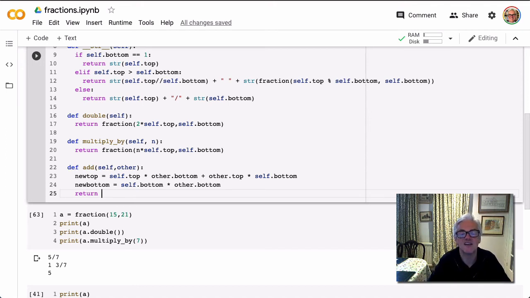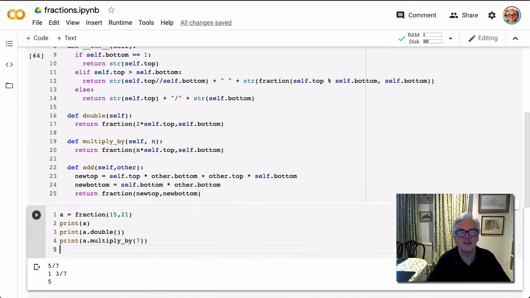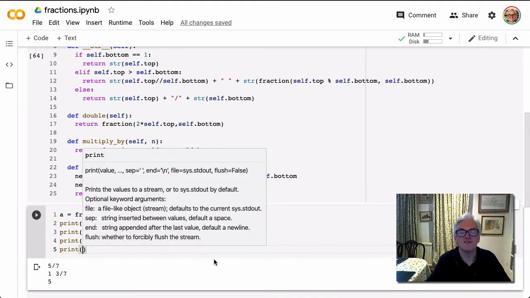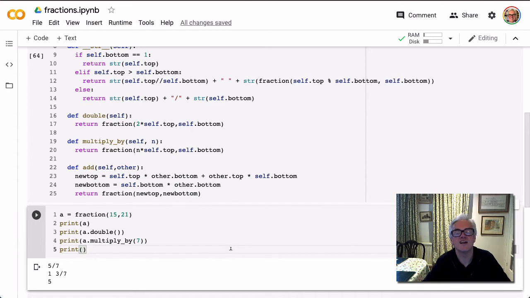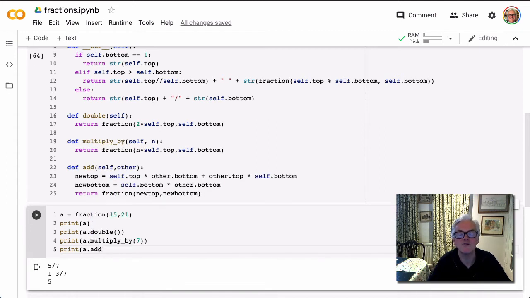So I'm going to return here a fraction made up of the new top and the new bottom. And that, with a little bit of luck, should work. Okay, so let's now print. And what we're going to do is add those fractions together. So I'm going to do my 5/7, which is A at the moment, you'll remember, and then apply to it the method add.